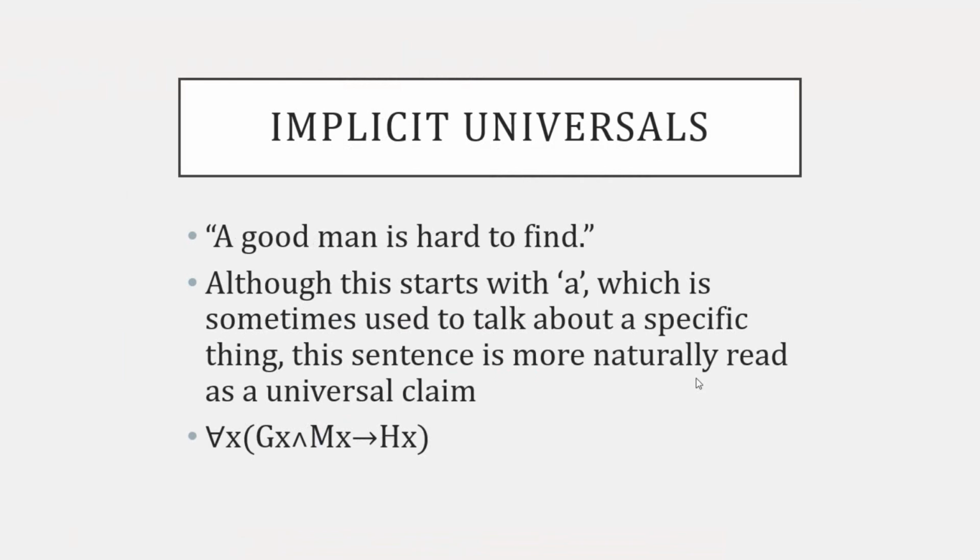Here's another thing that you're extremely likely to run into: implicit universals. "A good man is hard to find." Now, "a" doesn't sound like a universal claim, does it? You're saying "a," you're like, well, there's at least one good man that's hard to find. But that's not what this sentence is saying, right? It's saying, of all of the things in the whole universe, finding a thing that's both good and a man is hard. It's an implicit universal.